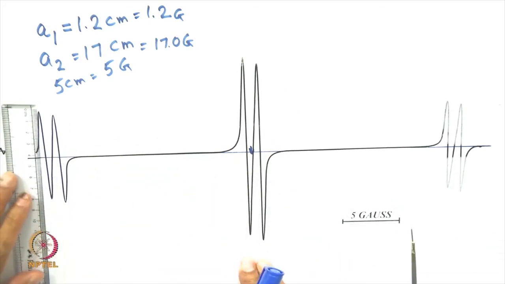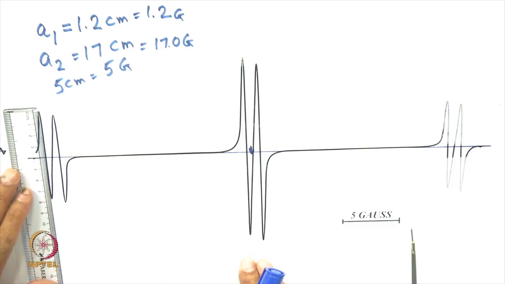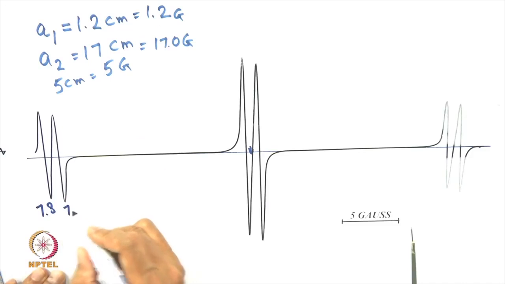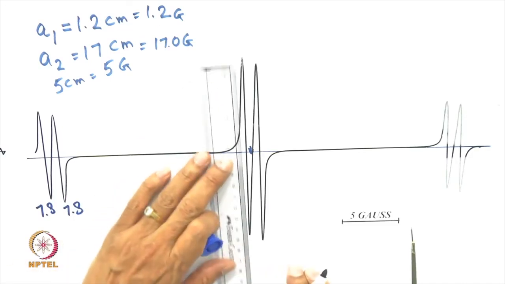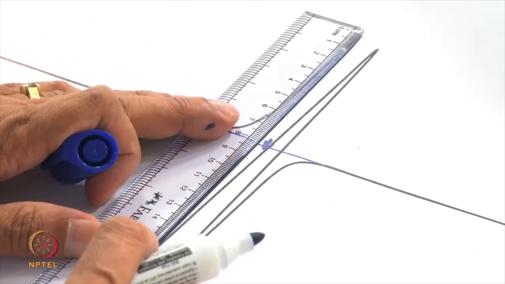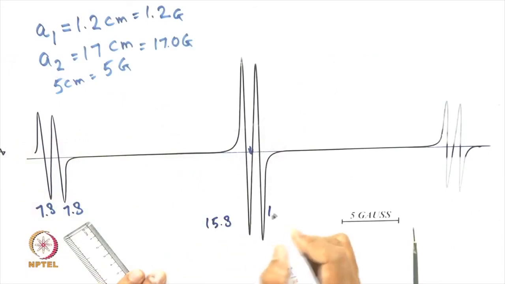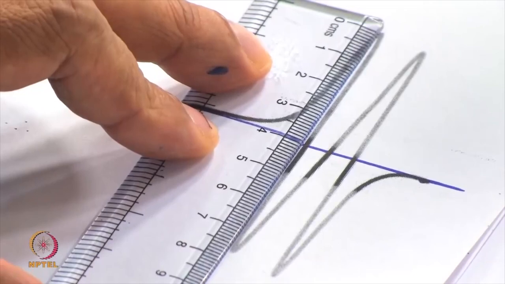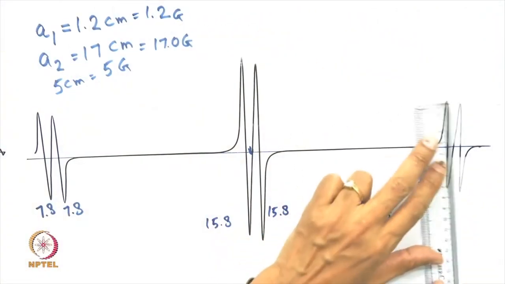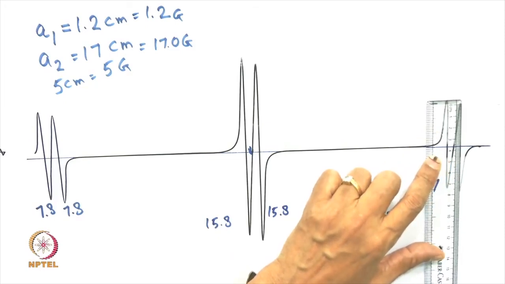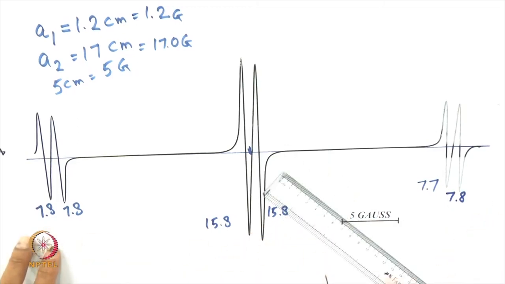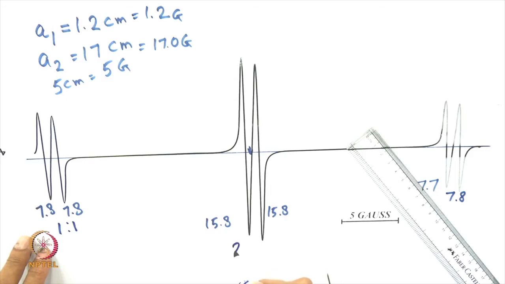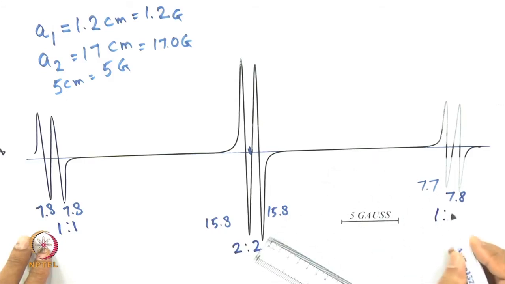For that, this height is found to be 17.8 centimeter. This is also 17.8. This is 15.8. This is also 15.8, it looks very similar. This is 17.7. This is also similar, 17.8 or so. So, if I divide by this number, the ratio I get is 1:1. Here I get 2:2, here I can get 1:1.